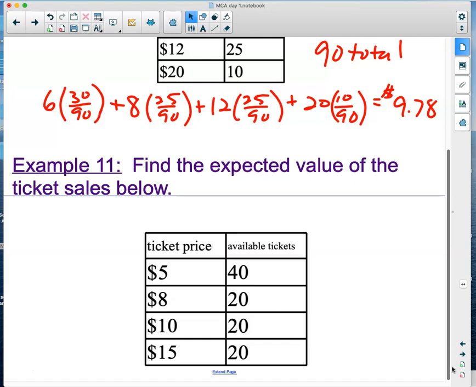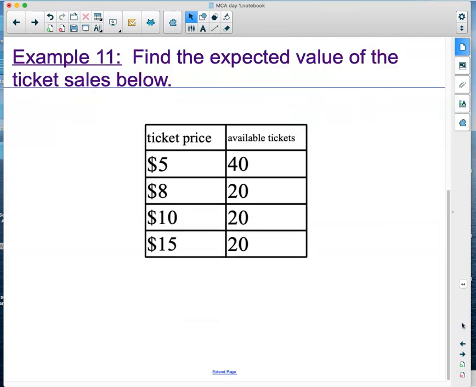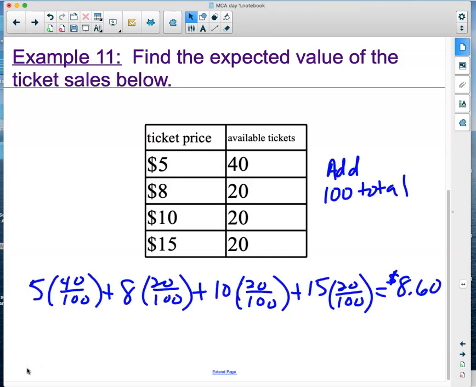Example 11, we've got find the expected value of the ticket sales below. I'm going to push this up, and then I want you to pause the video, and I want you to give this one a try. Find the expected value for these tickets. So hopefully you had the answer $8.60 for the expected value of the ticket sales below.